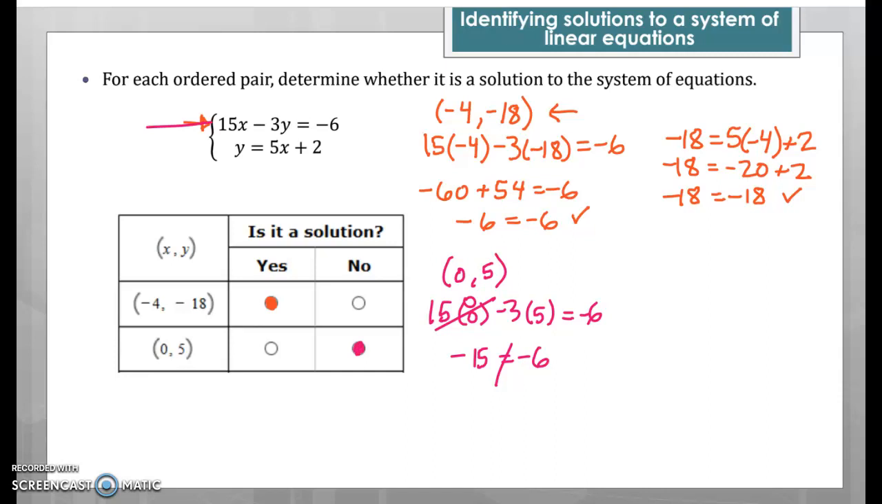And that's how we can identify whether an ordered pair is a solution to a system of linear equations.